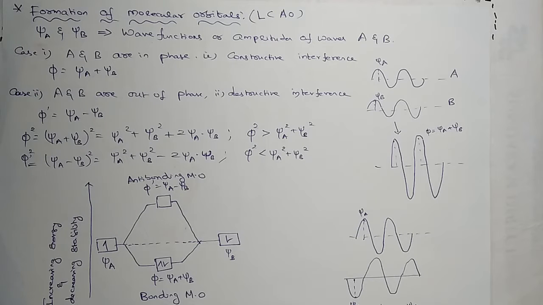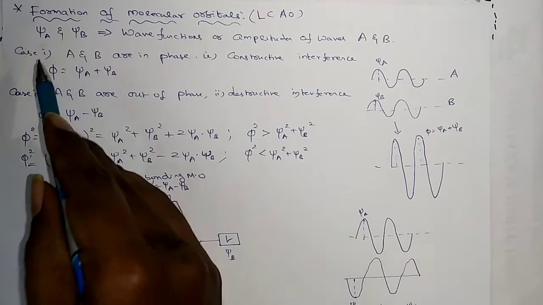We know that an atomic orbital is an electron wave. Therefore, when the waves of two atomic orbitals are combined, two possibilities exist. The waves may be in phase or the waves may be out of phase.